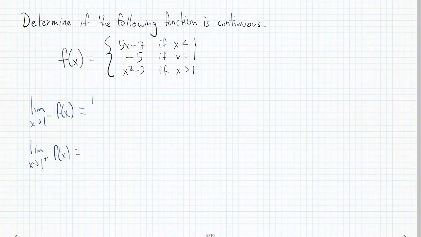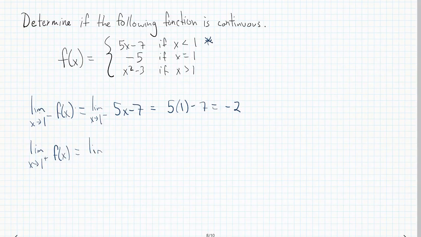So the limit as x approaches 1 from the left, that would be when x is less than 1. So notice that's this top case. So that becomes 5x minus 7. So just plug in 1. So 5 times 1 minus 7, and that equals negative 2.